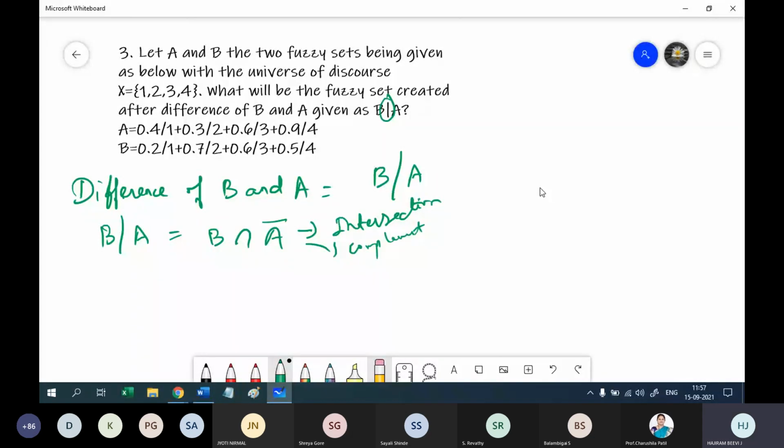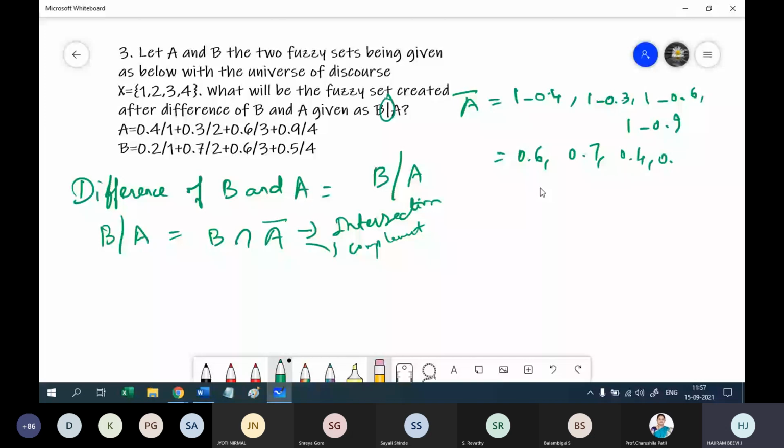So that is A bar: 1 minus 0.4, then 1 minus 0.3, 1 minus 0.6, then 1 minus 0.9. So 1 minus 0.4 means 0.6. 1 minus 0.3 means 0.7. 1 minus 0.6 means 0.4. 1 minus 0.9 means it is 0.1. So this is the A bar value. Then we are having B value.